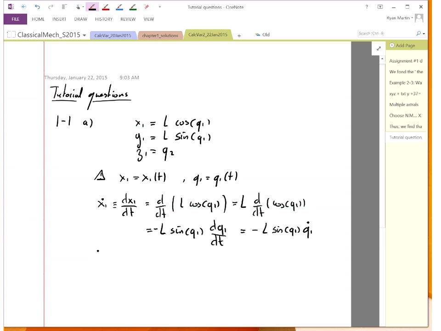Alright, so now let's do y1 dot. y1 dot is going to be, by the same thing, L cosine of q1 dot. L is a constant, so the derivative of sine is cos, and then the derivative of what's inside is q1 dot. And then z1 dot, so that's d by dt, if z1 is equal to q2, so it's just going to be q2 dot.